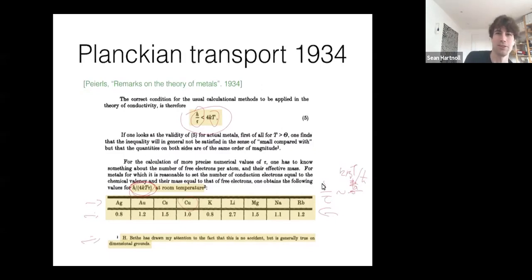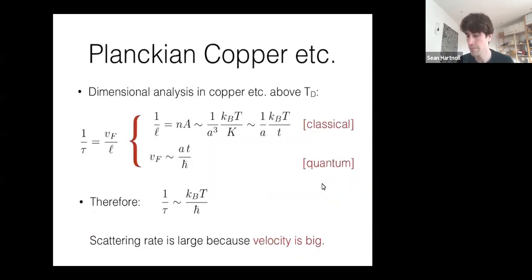So let's do the dimensional analysis. It goes like this. And this will come back to our previous point that these are very good metals, but they still have very short lifetimes. The lifetime is related to the mean free path by the velocity, obviously. The mean free path is the velocity times the lifetime. So let's think about these two things separately. The mean free path, what's the mean free path?